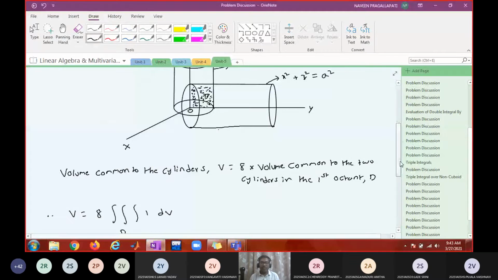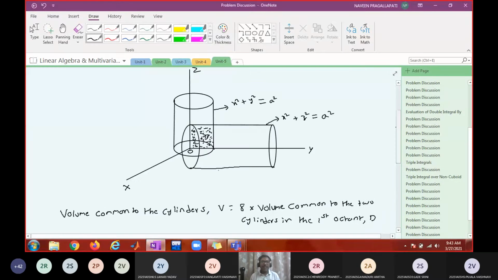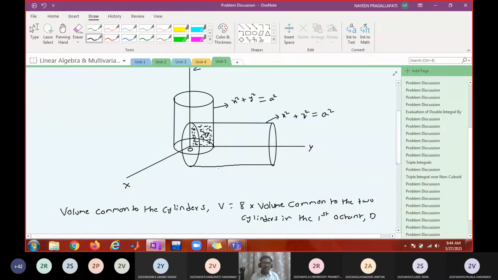You have to take the projection on the xy plane only, no? Laterally, x square plus y square cylinder is there. On the top, x square plus z square is there. When the cylinder is standing, both are having the same radius. So when the cylinder is standing on the xy plane, which part is bounding the region? Is it not this part which is there in the first octant? Is it not the projection of the region which is common to the two cylinders in the first octant?